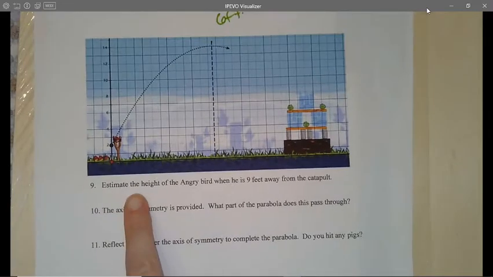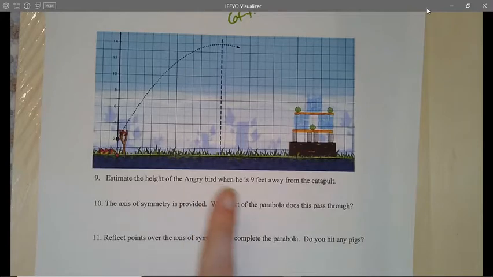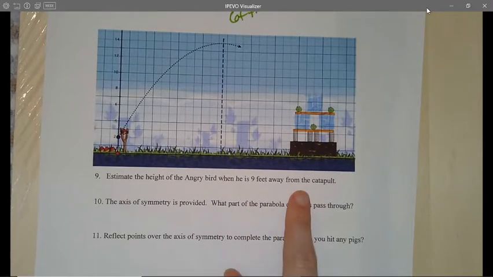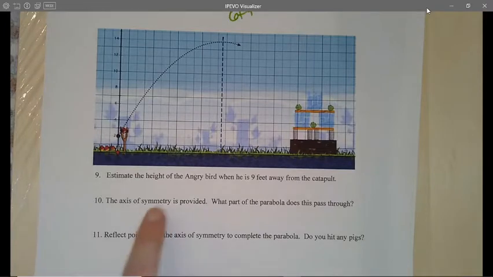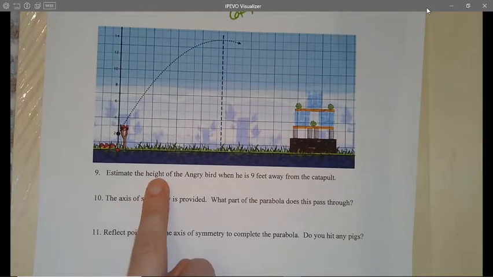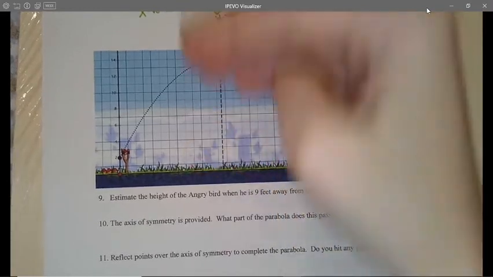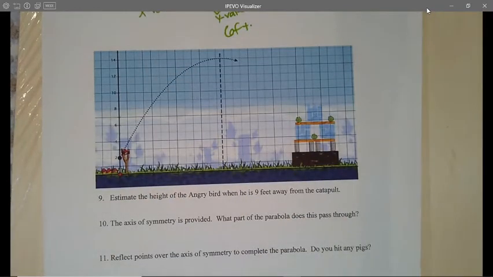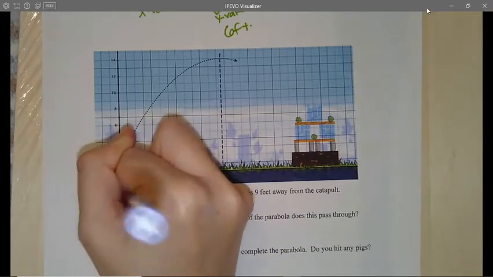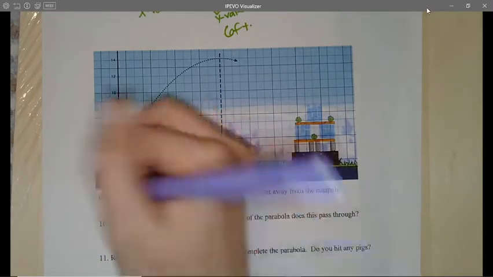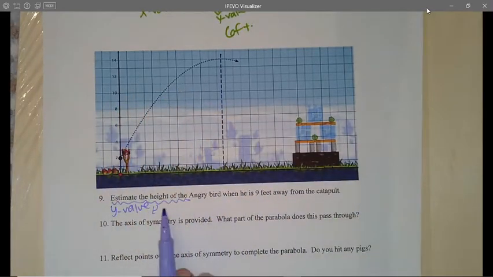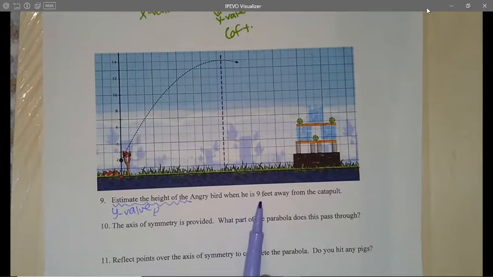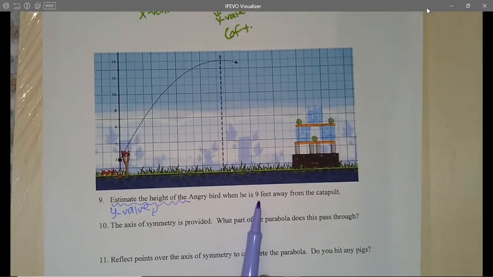Okay, so it says estimate the height of the angry bird when he is 9 feet away from the catapult. So again, we're still in feet, so that's good to know. Basically we want to know the height of the angry bird. So is the height an X or a Y value? What do you guys think? That would be a Y value. So pretty much what this is asking, that's referring to a Y value. Basically what it's asking is what is the Y value when the X value is 9 feet away?